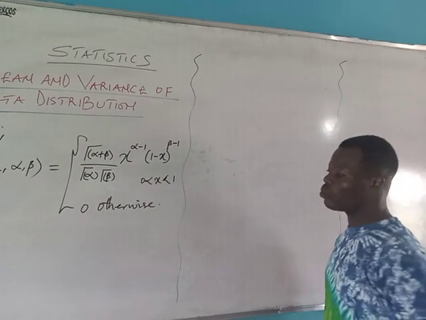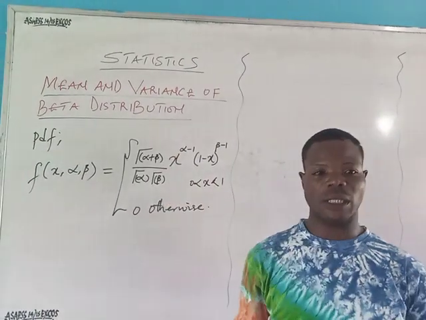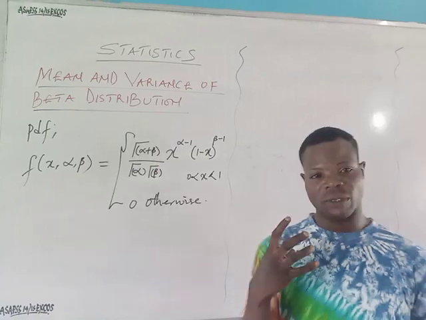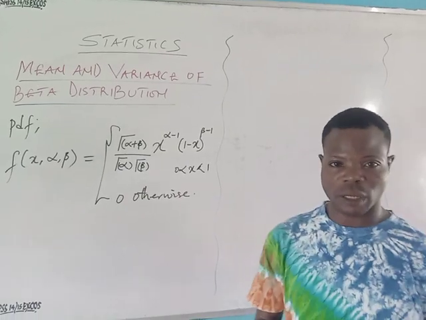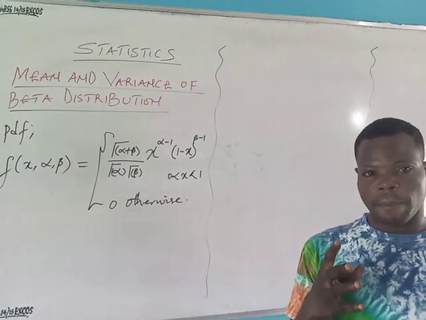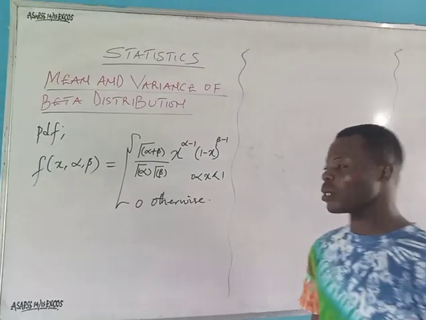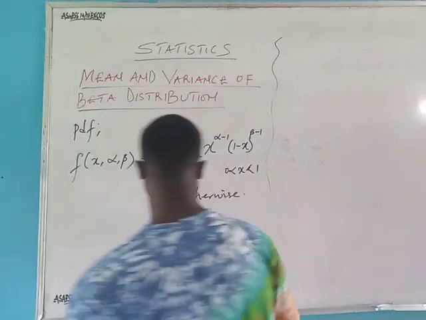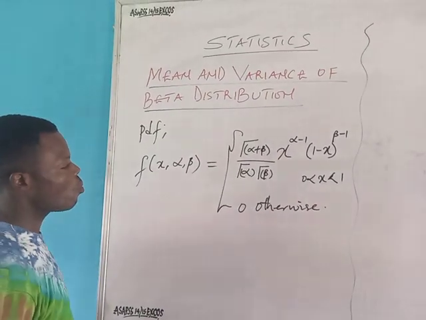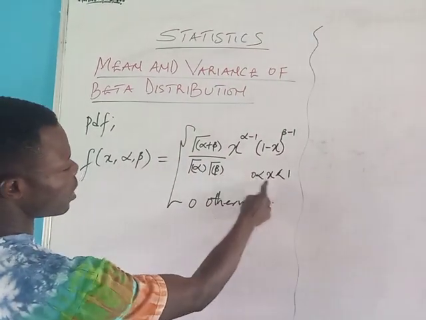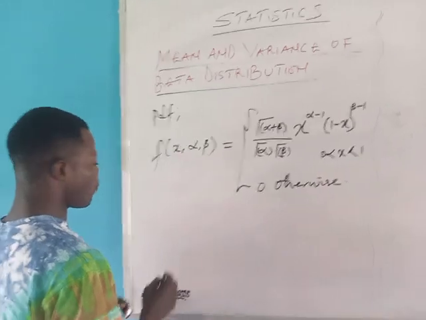So now we want to look at the mean and variance of this beta distribution. Don't forget, we have treated the mean and variances of the binomial distribution, Poisson distribution, and gamma distribution. You can check the description box to find those videos. Now let's continue with this. So far, this is a continuous distribution with a random variable x with this range 0 to 1, and we can find the mean.